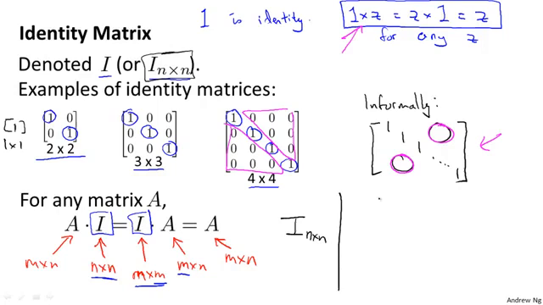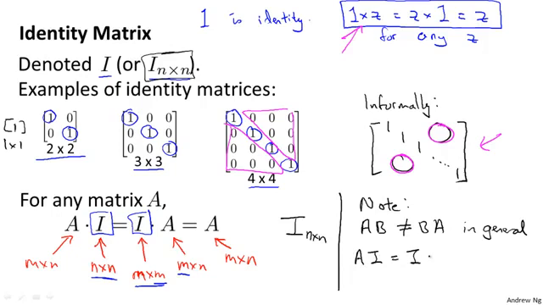Finally, I just want to point out that earlier I said that A times B is not, in general, equal to B times A. For most matrices A and B, this is not true. But when B is the identity matrix, this does hold true. A times the identity matrix does indeed equal the identity times A. It's just that this is not true for other matrices B in general.